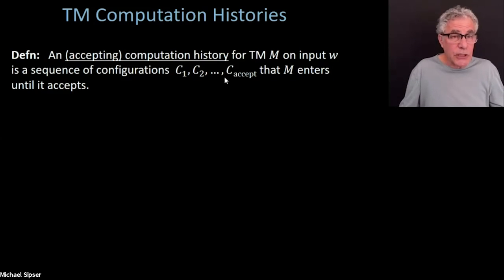Every step of the machine is getting represented here until it ends up at an accept. That's what we mean by a computation history, or sometimes we're going to emphasize that by calling it an accepting computation history.